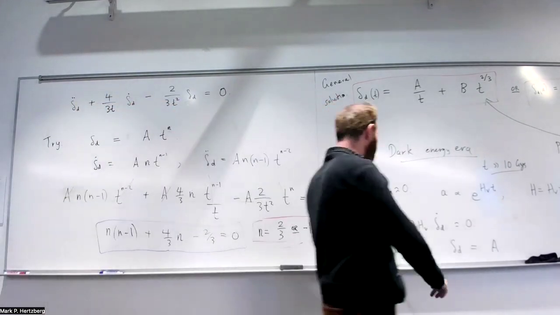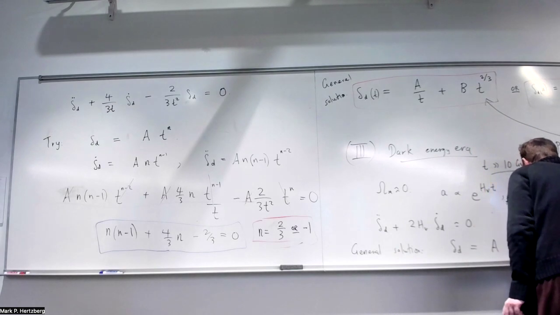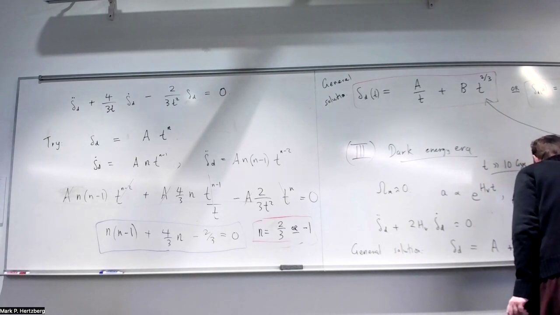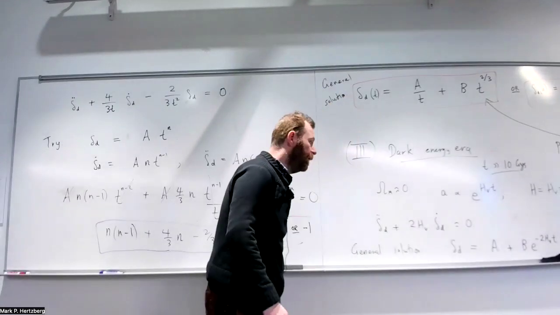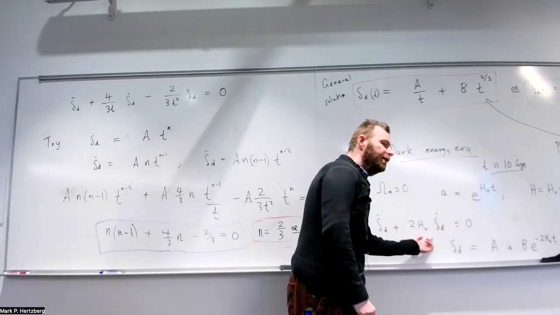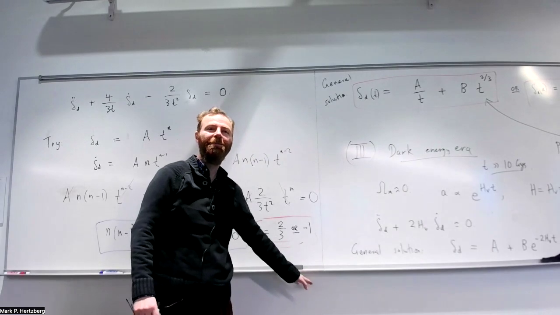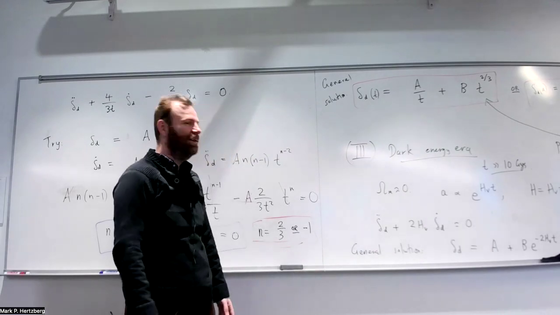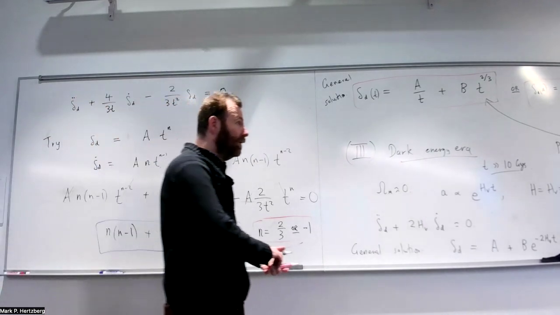Decaying, yes, because we have to cancel this term. So I can write B e to the minus 2 H_V t. Take that derivative and you'll pull down a minus 2 H_V, which will cancel this term. Is that clear? If it's not clear, you should double check. Okay, so that's the solution.